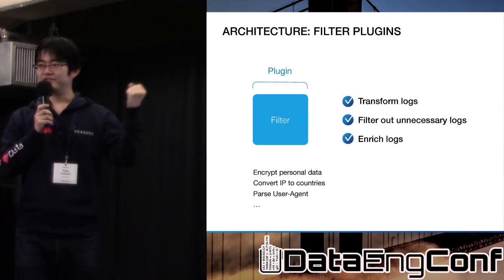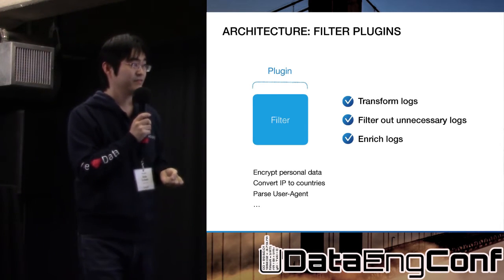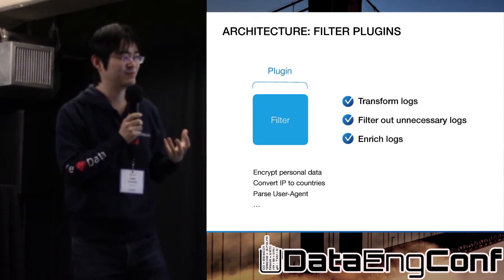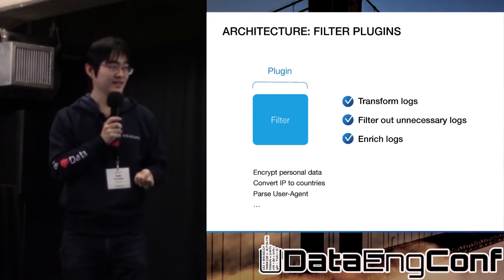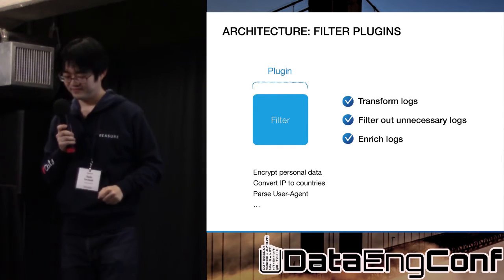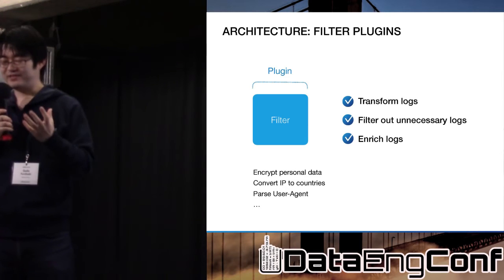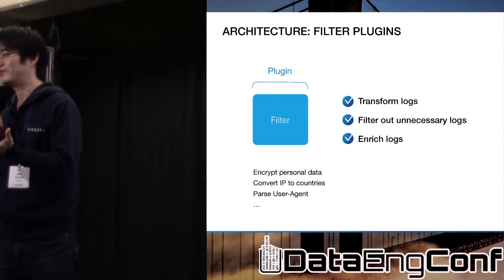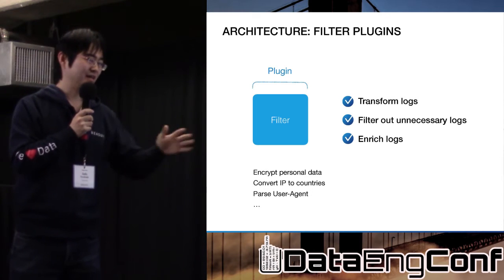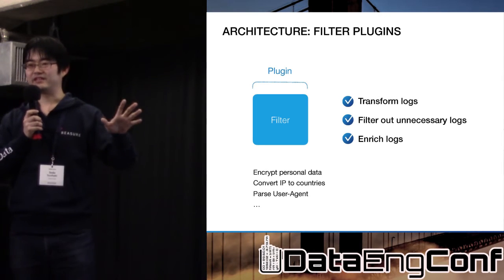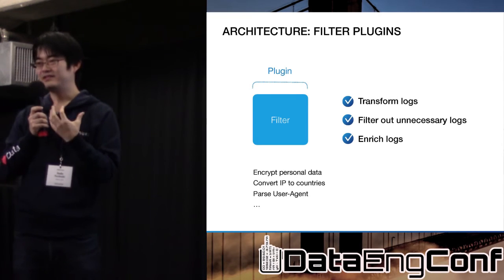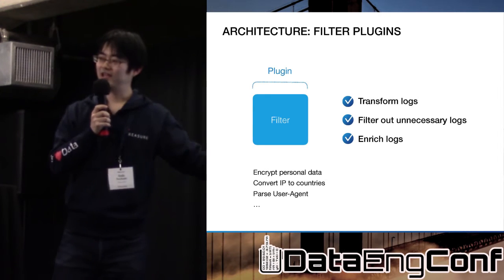Then events go to filter plugins. A filter plugin transforms logs, filters out unnecessary logs, or enriches the data. One plugin often used is a data encryption plugin. So you have data including, like, passwords or healthcare information. You don't want to store that as is. Then you can apply this plugin to encrypt the data. But at a later step, you can still decrypt the data, because that's encryption.